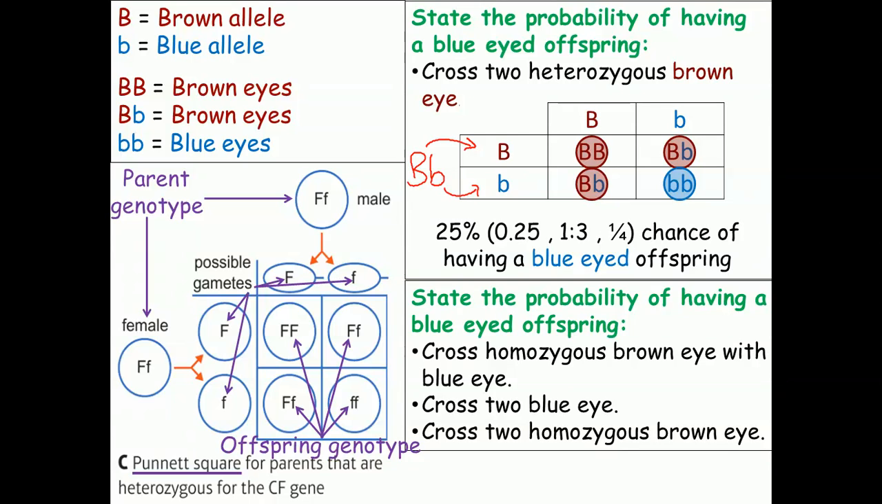In the exam, they might ask you to write it as a decimal, so 0.25, or as a ratio, 1 to 3, or as a fraction, a quarter. If they don't ask you how to write it, always choose percentage, which in this case is 25%.